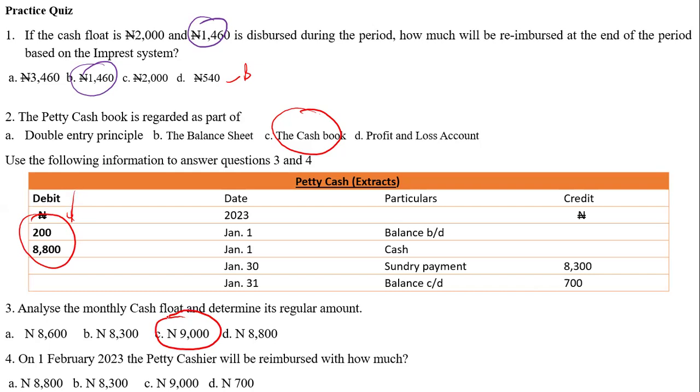On February 24th, the petty cashier will be reimbursed with how much? From what we said, whatever amount that he has spent is what he will be reimbursed. How much has he spent? He has spent the total amount. How much will he be reimbursed? The answer is B. He'll be reimbursed the amount that he spent.